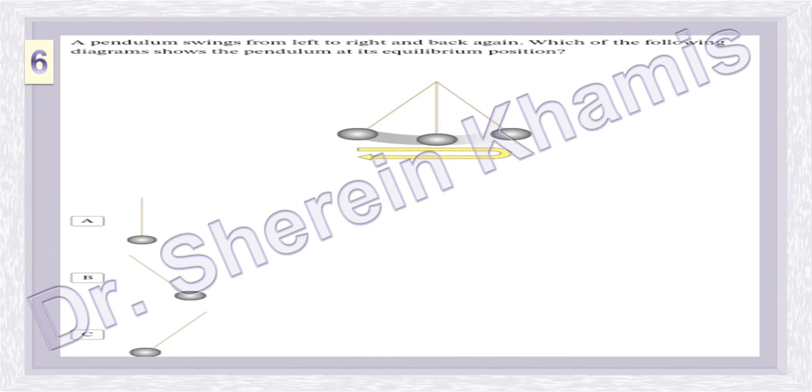Okay, let's go to question 6. Question 6 says a pendulum swings from left to right and back again. Which of the following diagrams shows the pendulum at its equilibrium position? When we are talking about the equilibrium position, we mean that we are at the rest position, in the middle. So the right answer will be letter A. Okay, let's go into question 7.